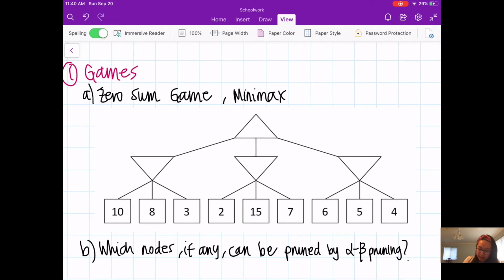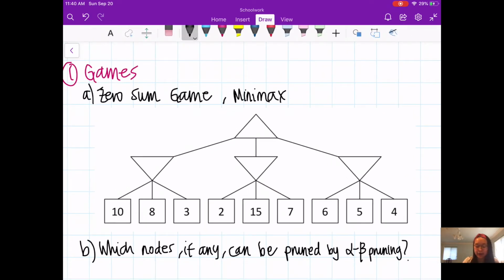And then you can go through that and fill out the tree. Usually I just go left to right from the bottom up. So for example, let me put the answers in blue so that they're more noticeable. Out of 10, 8, and 3, the minimum is 3. This one, the minimum is 2. This one, the minimum is 4. Cool. And then, based on these, 3, 2, and 4, the maximum number is 4. So that's it for part A. You are essentially just going through and filling out the values.